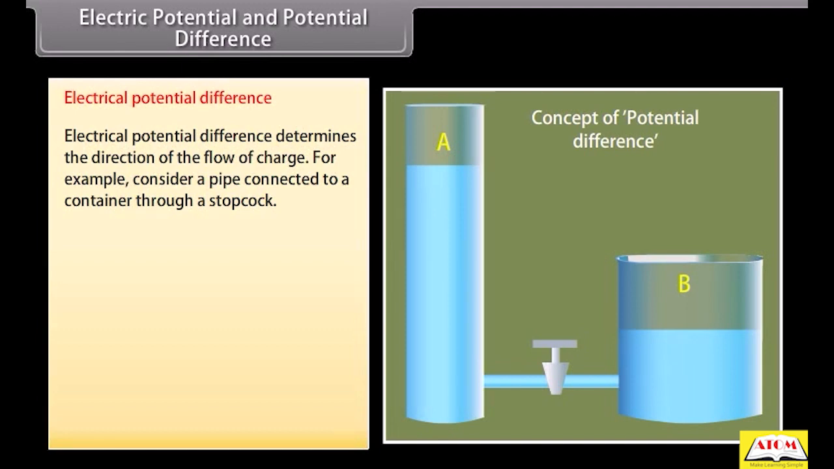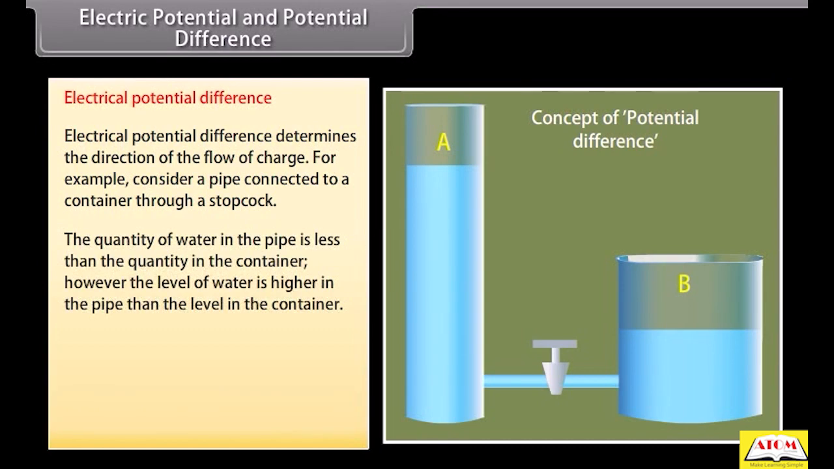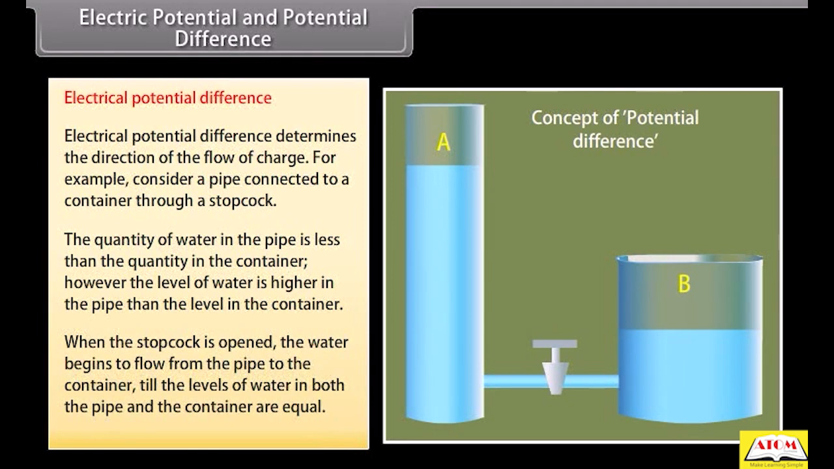For example, consider a pipe connected to a container through a stop cock. The quantity of water in the pipe is less than the quantity in the container. However, the level of water is higher in the pipe than the level in the container. When the stop cock is opened, the water begins to flow from the pipe to the container till the levels of water in both the pipe and the container are equal. This determines that it is not the quantity of water but the level of water which decides the direction of flow of water. It is the potential difference that is responsible for the flow of water.